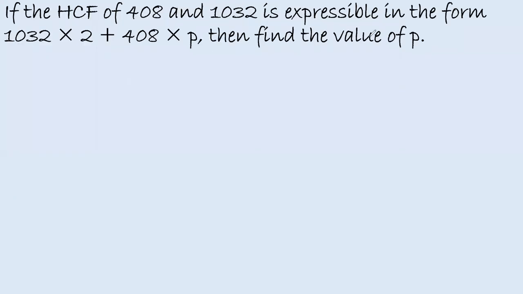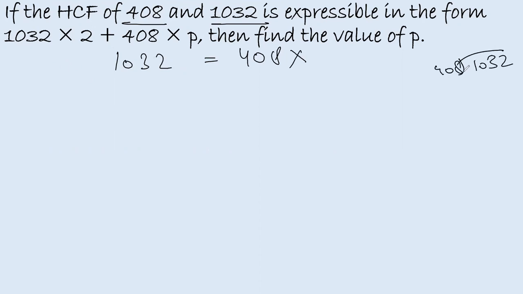The question is, if the HCF of this and this, first of all, we'll find the HCF. We don't know what is the HCF. To find the HCF, we use the Euclid's Division Lemma, in which the bigger number is the dividend and the smaller number is the divisor. When you divide 1032 by 408, it will go 2 times, and the remainder is 216.